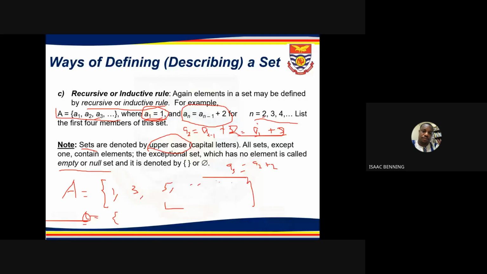The exceptional set, which has no element, is what we call the empty set. So when a set has no element, we call it the empty set, and it's denoted by this or this. So please, if a given set A is empty, either you write it this way or you write it this way. But don't go and write it this way, putting the empty set symbol in it and closing it like this. No, don't do this.